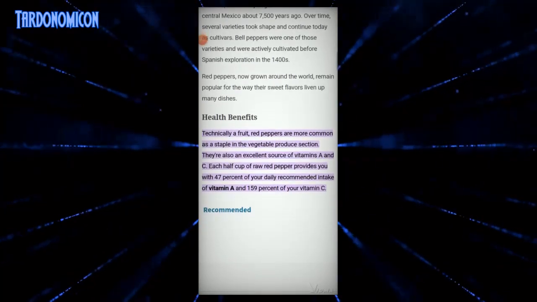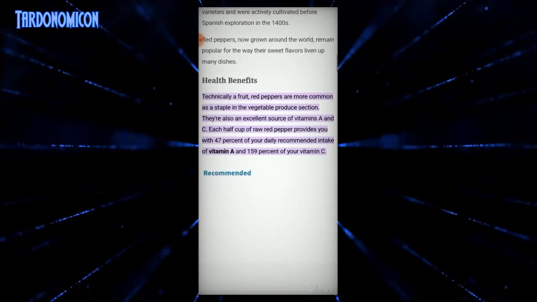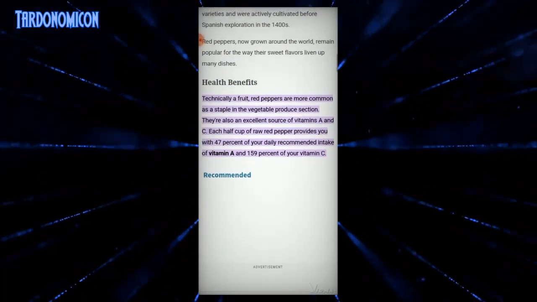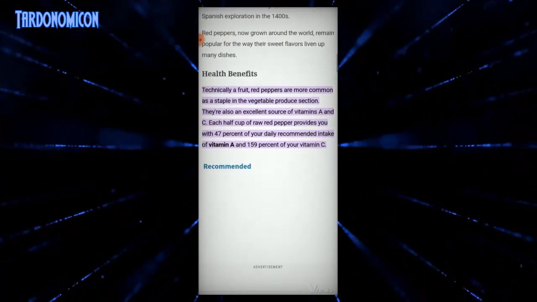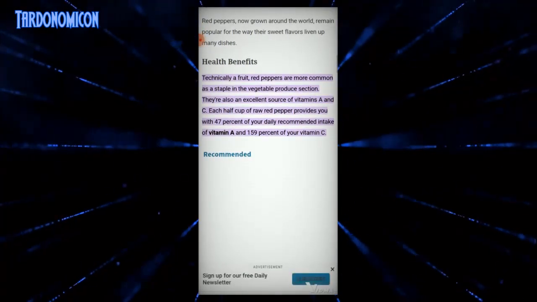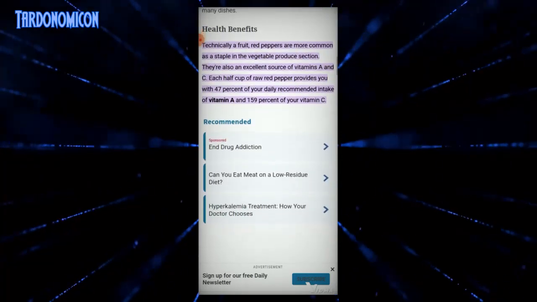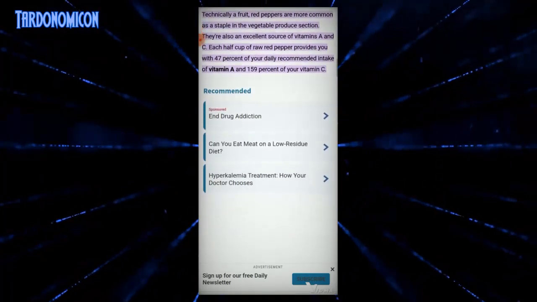Technically a fruit, red peppers are common as a staple in the vegetable produce section. They're also an excellent source of vitamins A and C. Each half cup of raw pepper provides you with 47% of your daily recommended intake of vitamin A and 159% of your vitamin C intake.